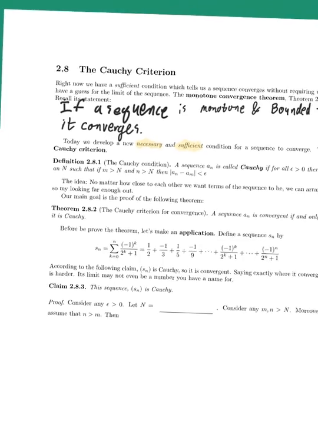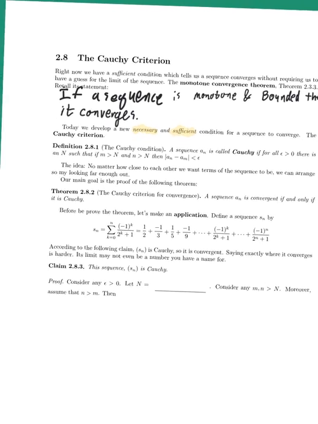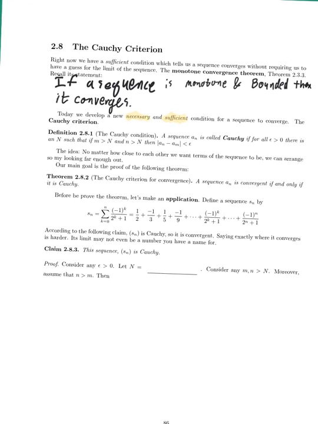So, let's state this Cauchy condition. This condition is the condition which this whole lecture is built out of. A sequence, a sub n, is called Cauchy if for every epsilon bigger than 0, there exists a big N such that if little m is bigger than big N and little n is bigger than big N, then the absolute value of a sub n minus a sub m is less than epsilon.